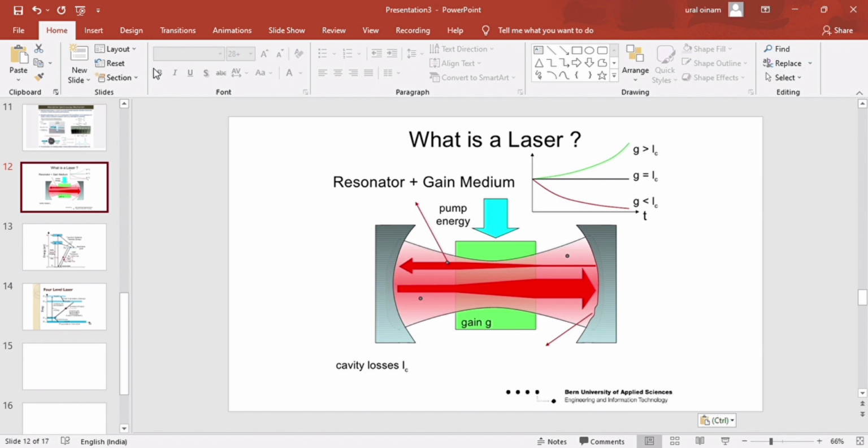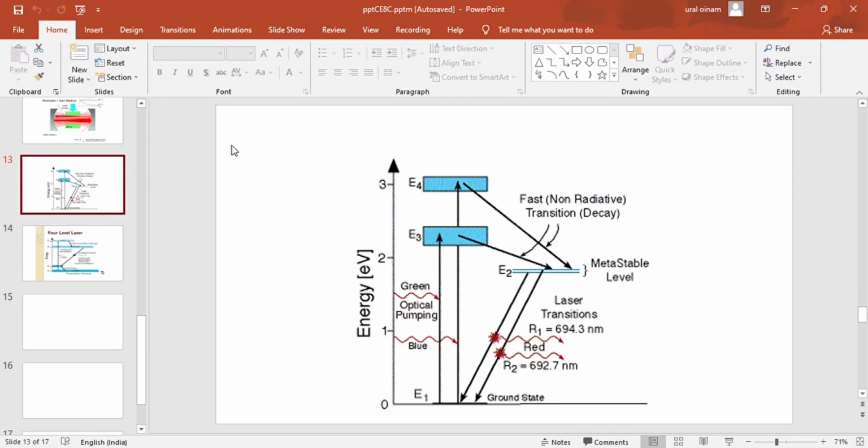But in order to know it further, let's go into the three-stage laser, and then we'll move into the four-stage laser. So now let's discuss the three-stage laser. In a laser we will have either optical pumping or electrical pumping. So energy will be pumped into the gain medium.